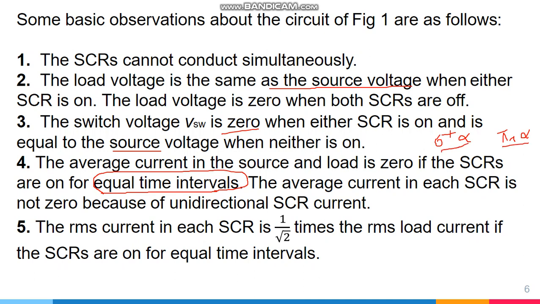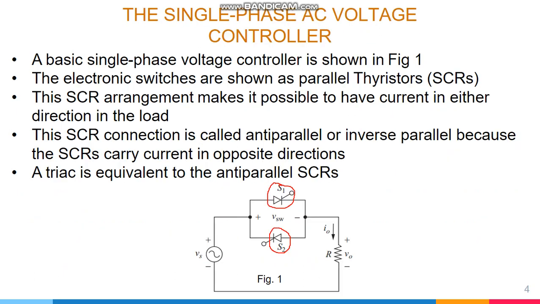So if this alpha is being kept constant for the positive side switch and for the negative side, then in that case the average that we will obtain will be 0. The average current in each SCR is not 0 because of unidirectional SCR current. The current from this switch S1 will always be in the positive direction, and from this S2 will always be in the negative direction. So we can say that the average from S1 will not be 0, and the average from this S2 switch independently will not be 0.